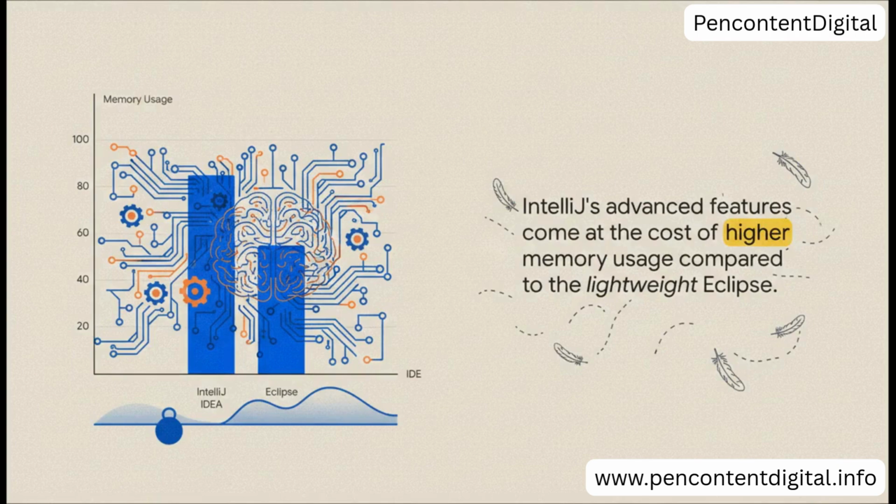But here's the trade-off, right? All of those smart background features in IntelliJ come at a cost, and that cost is memory. As you can see, it's a bit of a memory hog compared to Eclipse. Eclipse is way more lightweight, which is a massive plus if you're working on a machine with less RAM. So the question becomes, are those productivity boosts in IntelliJ worth the extra memory?